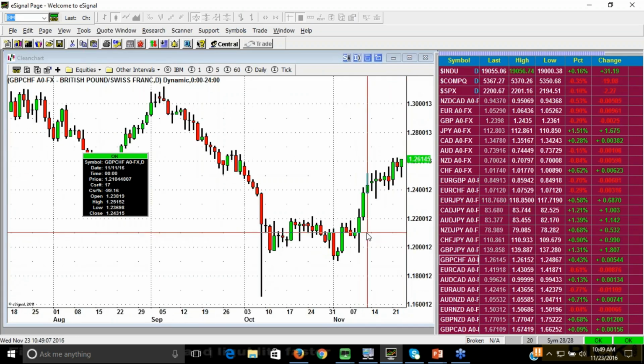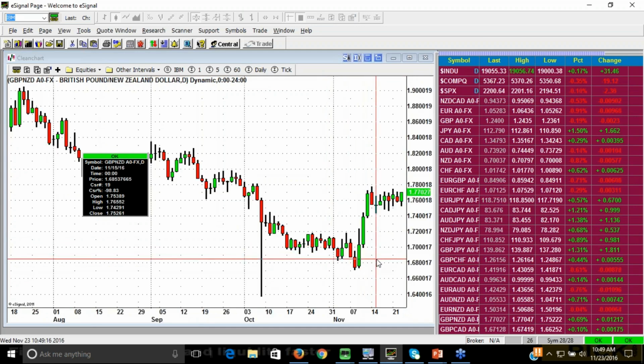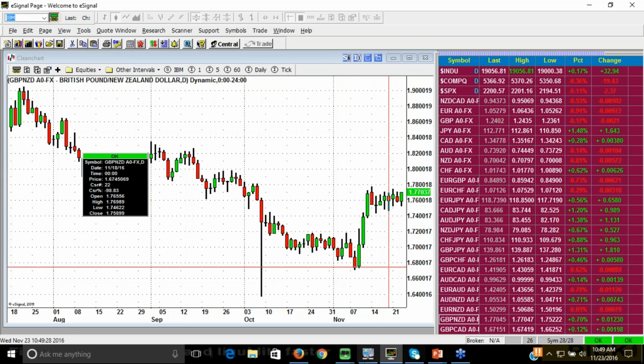Pound Swiss, similar story. This looks like an average day, and this is almost a 200 pip move in pound Swiss. Pound Kiwi, average day, this is a 230 pip move. This is a 150 pip move, a small day for pound Kiwi. Pound Aussie, pound CAD, it's like a 150 pip move. So very volatile currency pairs.